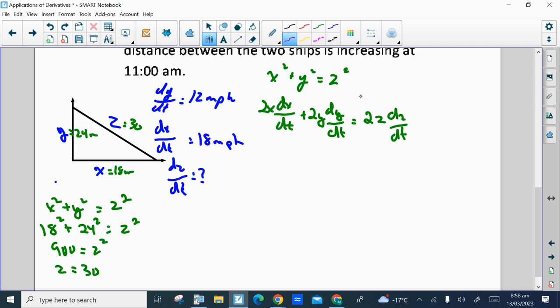So we can now calculate that using this formula that we got after differentiating everything with respect to time. So we have 2 times x, which is 18 miles, times dx by dt, which is 18 miles per hour, plus 2 times y, which is 24 miles, times dy by dt, which is 12 miles per hour, and that equals 2 times z, which we have as 30 miles, times dz by dt.